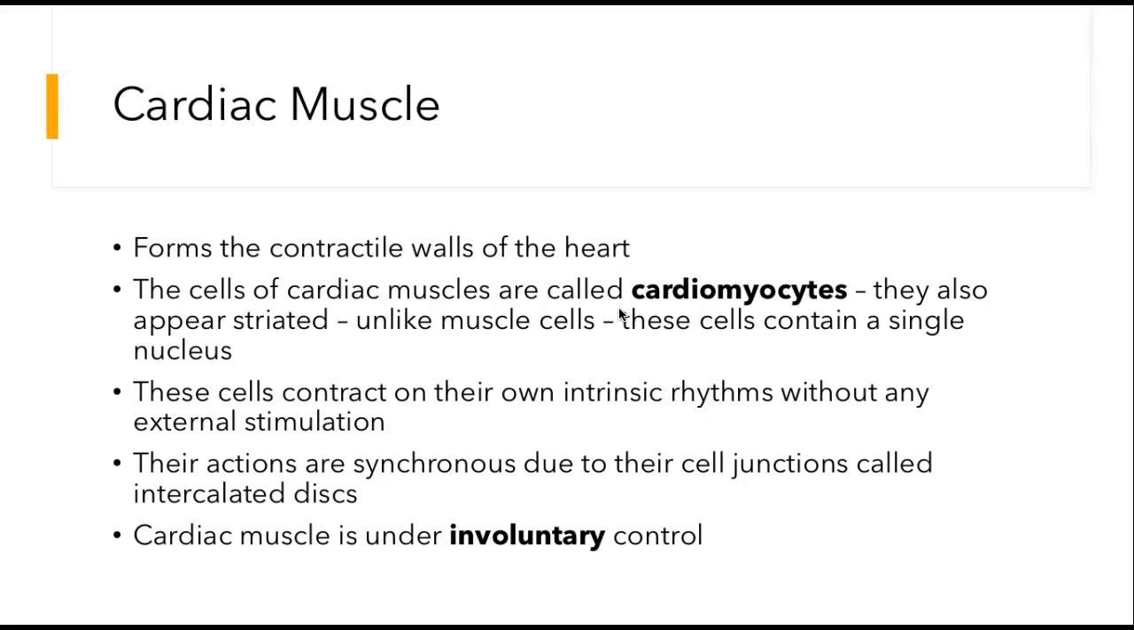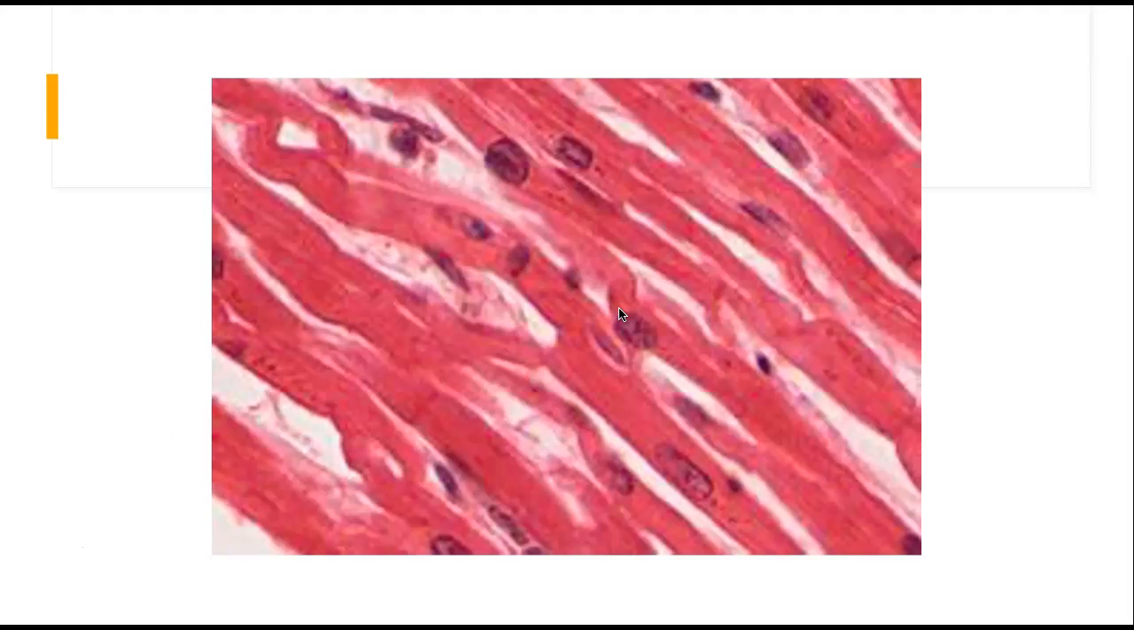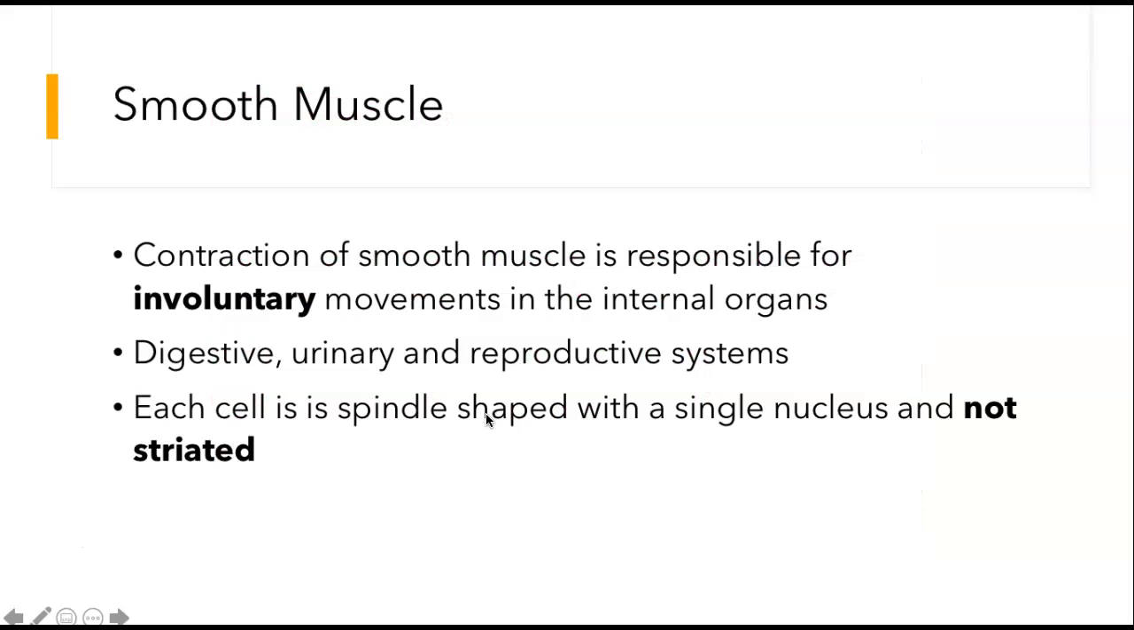These cells contract on their own intrinsic rhythms without any external stimulation. Their actions are synchronous due to their cell junctions, which are called intercalated discs. And cardiac muscle is, of course, under involuntary control. Let's take a look at what that looks like. So you can still see striation, of course, but you can see that this branching happens. And whenever you see this branching, you know right away that this is cardiac muscle.